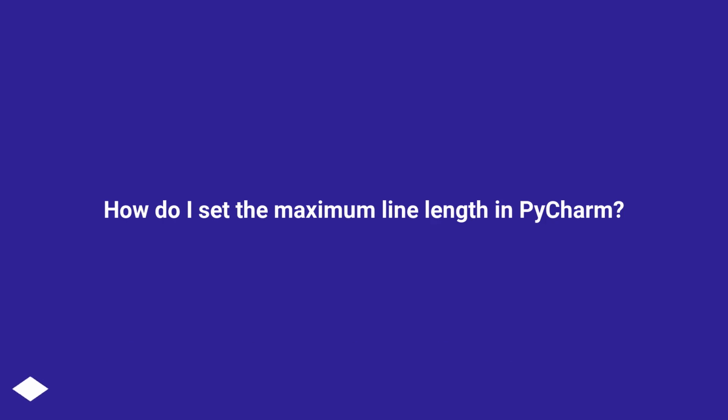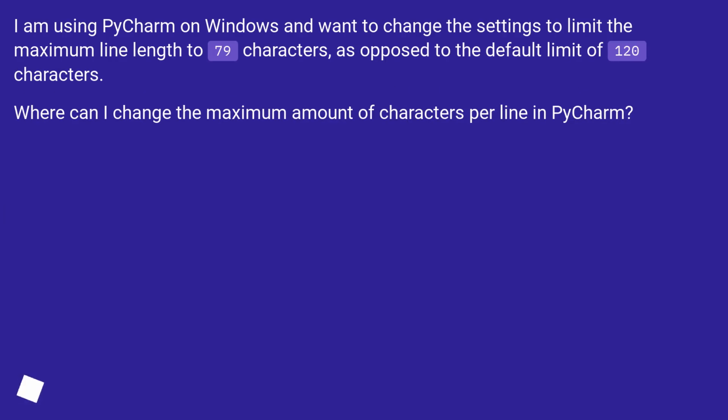How do I set the maximum line length in PyCharm? I am using PyCharm on Windows and want to change the settings to limit the maximum line length to 79 characters, as opposed to the default limit of 120 characters. Where can I change the maximum amount of characters per line in PyCharm?